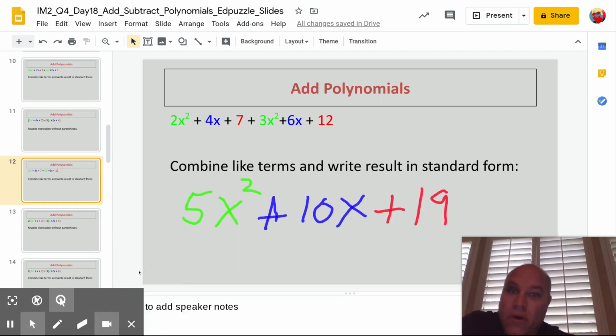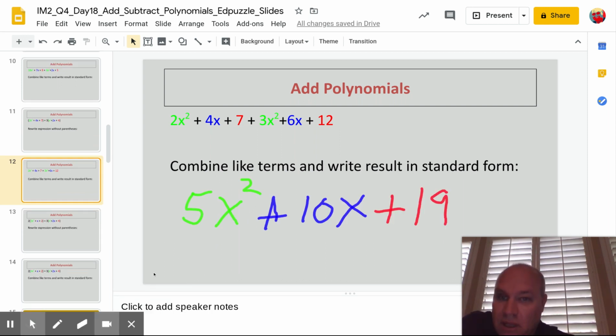I hope you ended up with 5x squared plus 10x plus 19. 2x squared plus 3x squared is 5x squared. 4x plus 6x is 10x. 7 plus 12 is 19. All right.